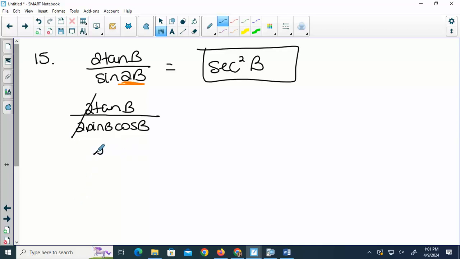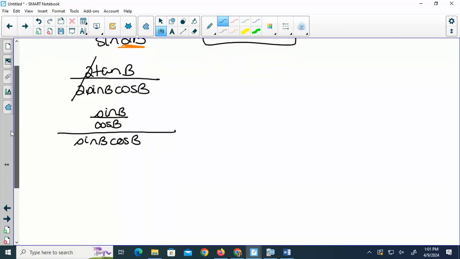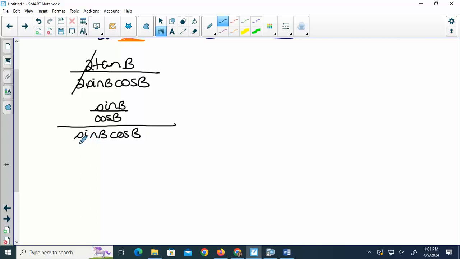All right, tangent. We can change that to sine over cosine. And we still have our denominator. All right, not proper notation to leave a fraction in a fraction. How could I get rid of it? Okay, 2 options. You could think of this as over 1 and flip and multiply.